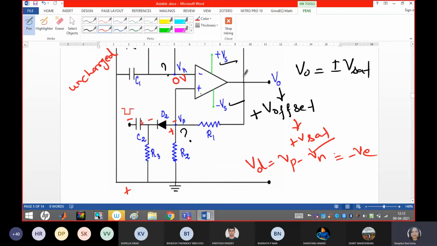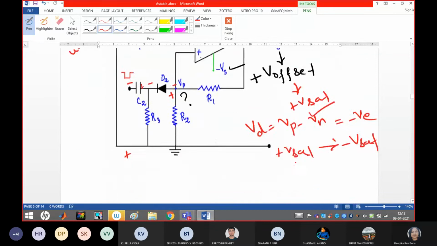Okay, so here what is Vp? Vp is negative. Now Vn is 0 guys. Then what will happen if we increase more and more this negative triggering pulse? Because of the high gain, that will multiply with this negative pulse, and that will make this plus Vsat act like minus Vsat. So what will happen? Let's analyze the circuit, guys.